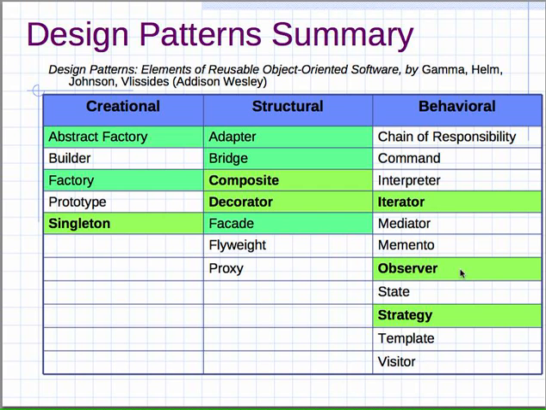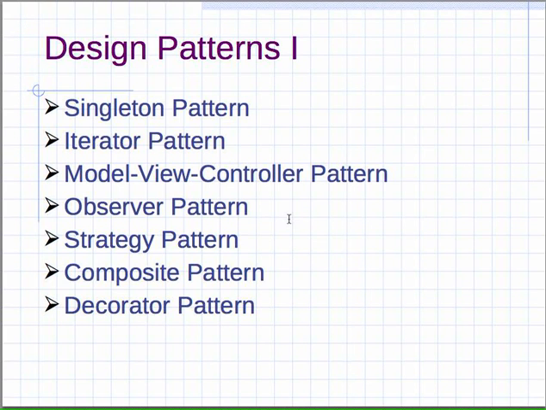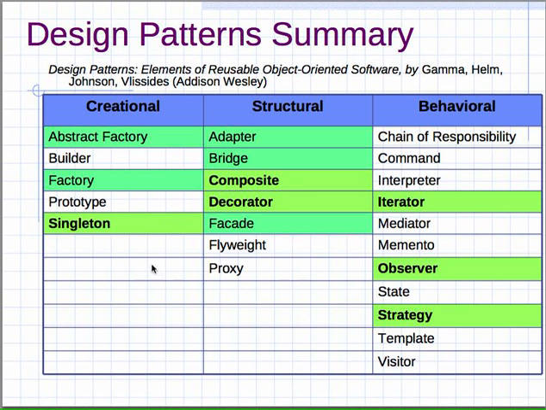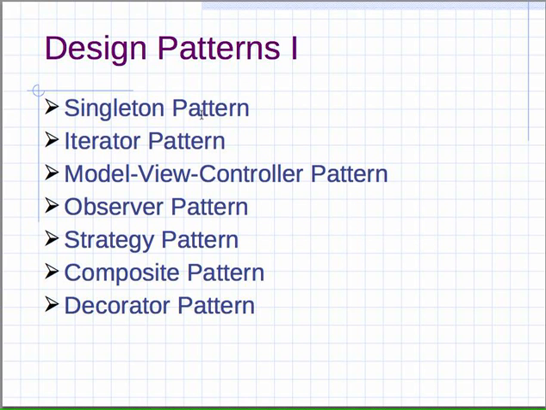That's what we're going to do over the next few videos. We'll start with singleton, and after that, iterator, model view controller, observer, strategy, composite, and the decorator pattern. These are all very useful. All of these, except for model view controller, are from the original book written almost 20 years ago, and are still useful. Singleton is still widely used, so we'll take a look at that in the very next video.